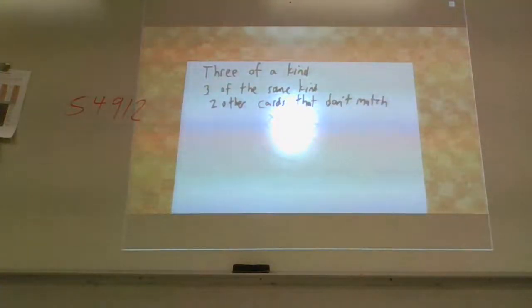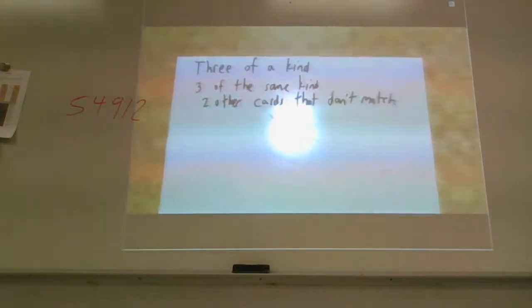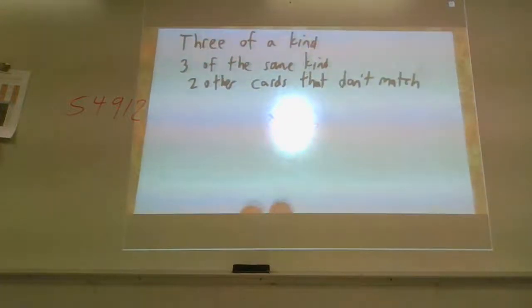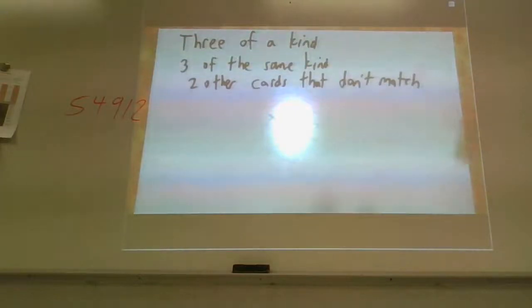A regular flush is they all have to have the same suit. A regular straight would have to be just cards in order like 5, 6, 7, 8, 9, or 8, 9, 10, jack, queen. But 3 of a kind, you have to have 3 of the same kind, but keep in mind 2 other cards that do not match. Now, they could match in suit, but they can't match in terms of kind. I should say don't match kind.